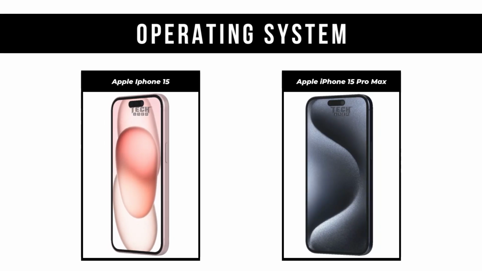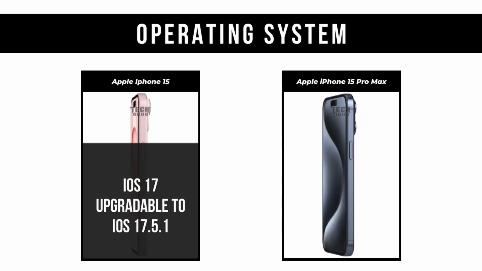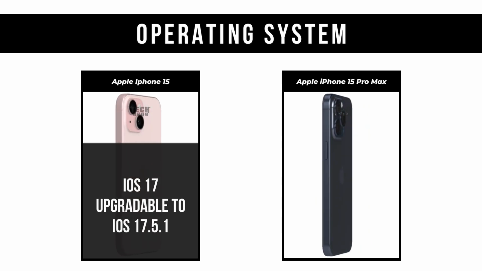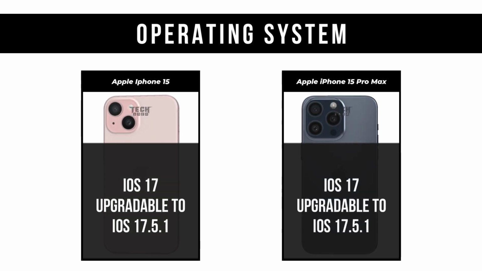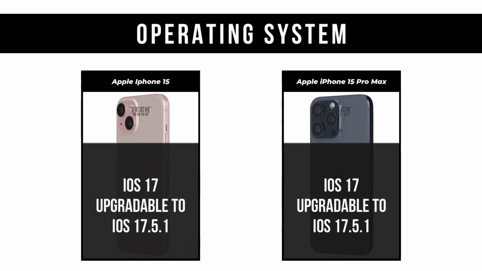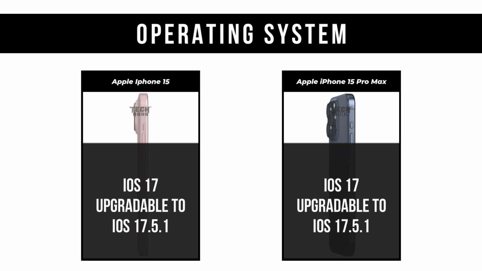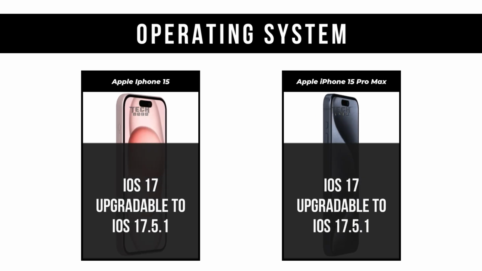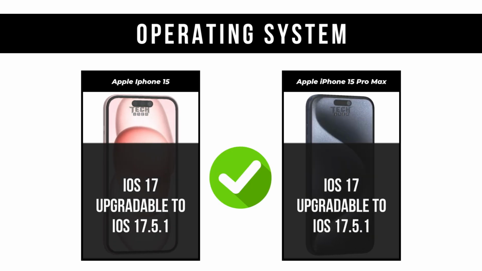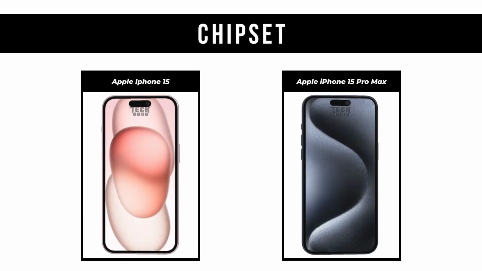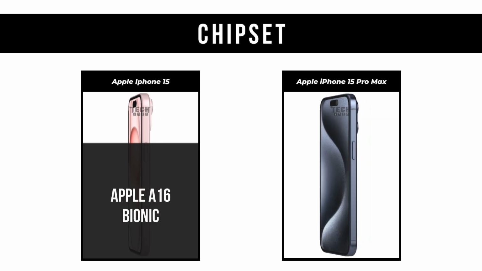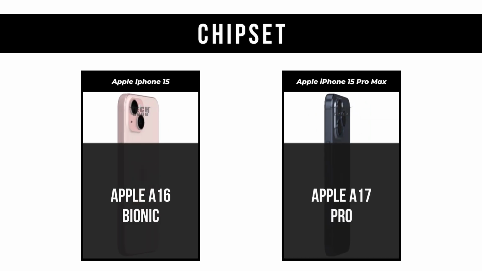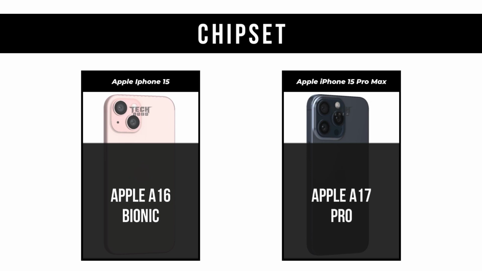Operating system. Apple iPhone 15 is iOS 17, upgradable to iOS 17.5.1. Apple iPhone 15 Pro Max is iOS 17, upgradable to iOS 17.5.1. Chipset. Apple iPhone 15 is Apple A16 Bionic. Apple iPhone 15 Pro Max is Apple A17 Pro.